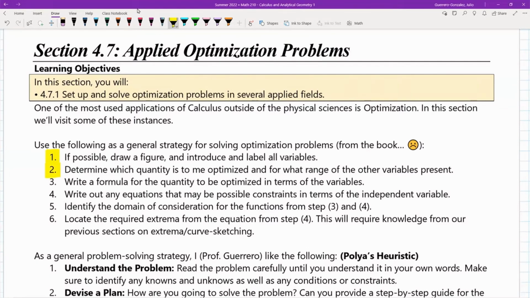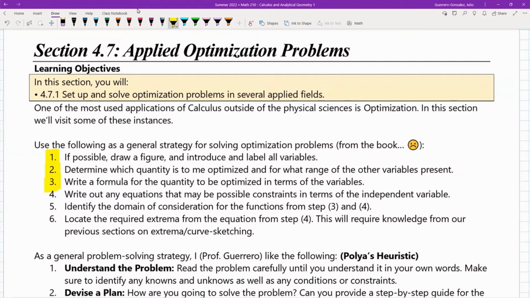Step 2 is determine what quantity needs to be optimized, and for what range of the other variables present. So if you need to optimize a length, make sure you can identify that this L, this length, is the thing that I'm going to be optimizing. Step 3, write a formula for the quantity that needs to be optimized in terms of the variable. Within our scenarios, there's going to be something that we need to optimize, whether it be maximized or minimized, one of the two. Make sure you can identify whatever that is.